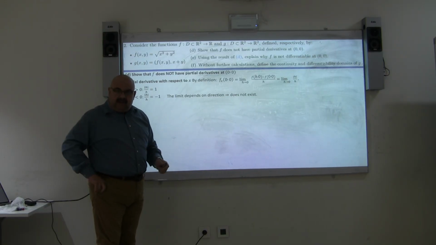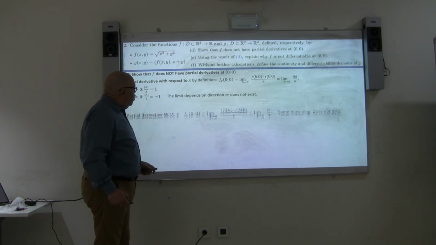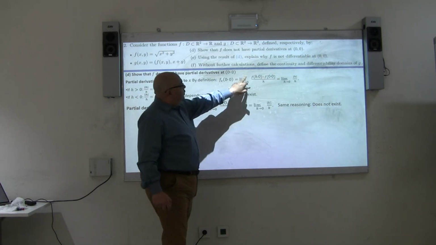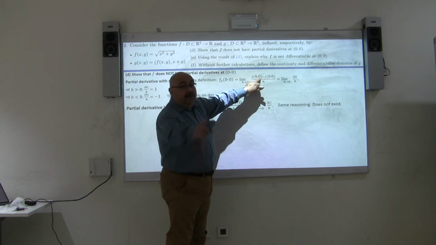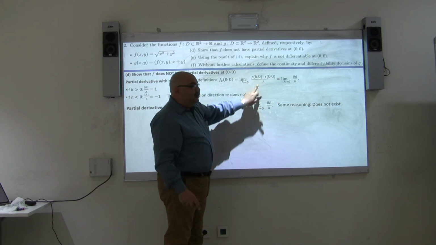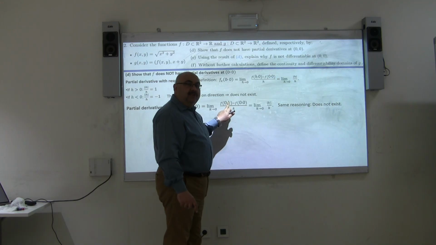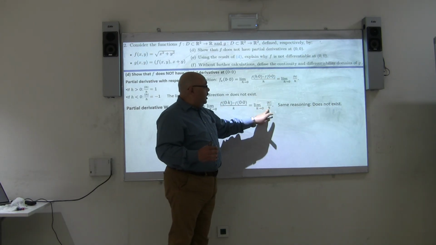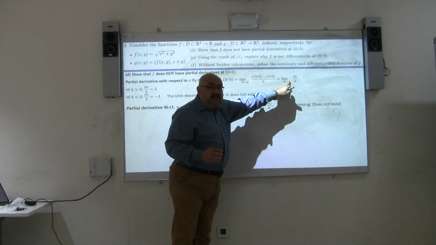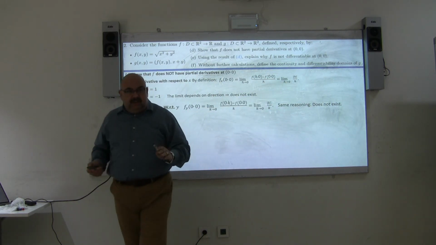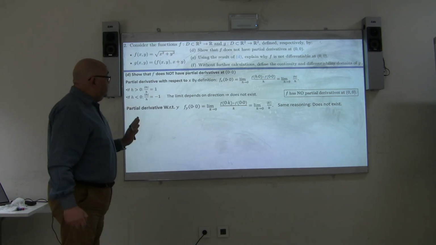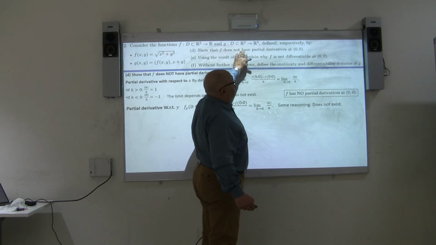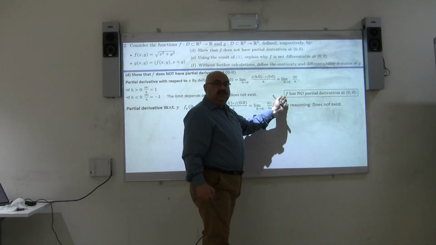A similar discussion will apply in the case of your function with respect to y. But the limit, instead of working with h and 0, I'm working with 0 and k. So I'm discussing in the other direction. And the same result will appear, absolute k over k, exactly like before, which means your partial derivative doesn't exist. So for the first part, which is asking you to show that f doesn't have partial derivatives, both of them don't exist.